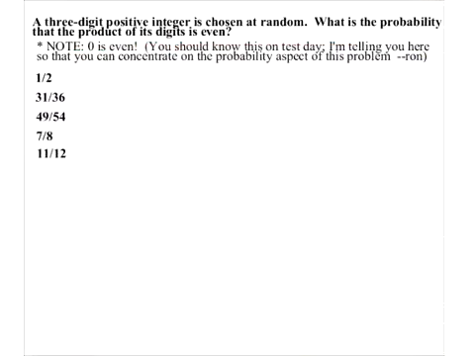This one's probably a little bit more challenging. A 3-digit positive integer is chosen at random from all 3-digit positive integers. By the way, for a 3-digit positive integer, the first digit is not 0. So make sure you understand that. 3-digit integers are from 100 through 999. Like 086 would not count as a 3-digit integer. That would be a 2-digit integer.